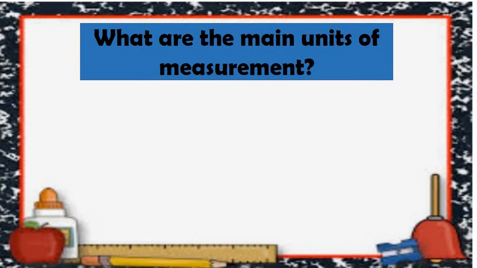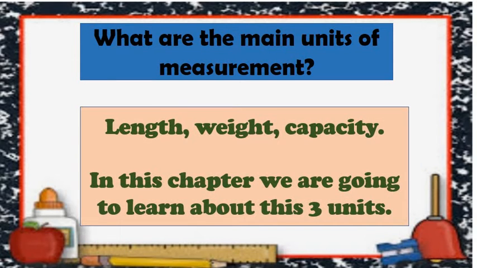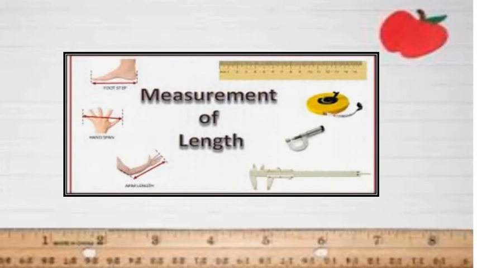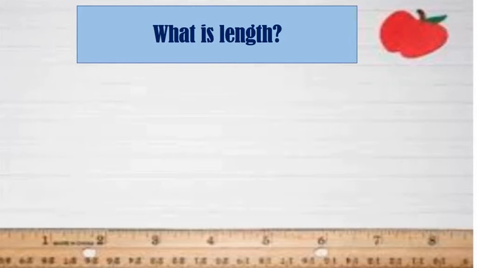What are the main units of measurement? In this chapter, we are going to learn about these three units: length, weight, and capacity. Measurement of length. What is a length?